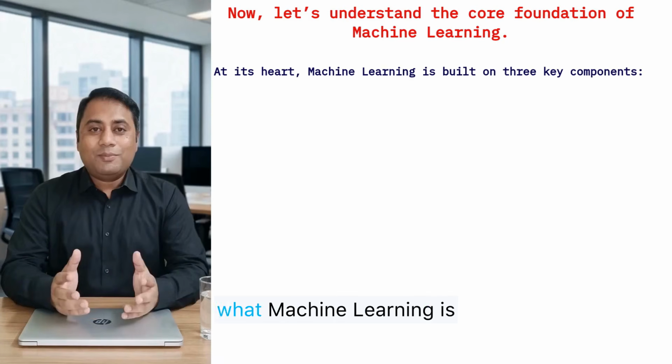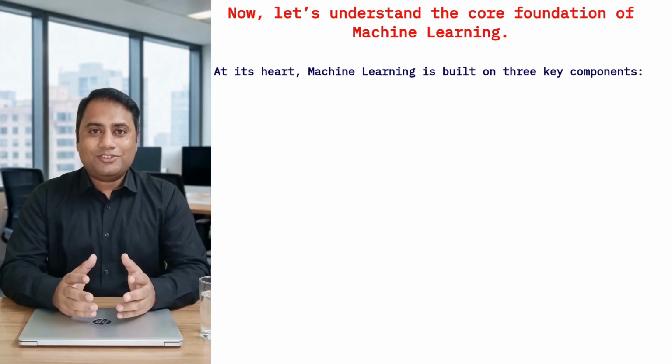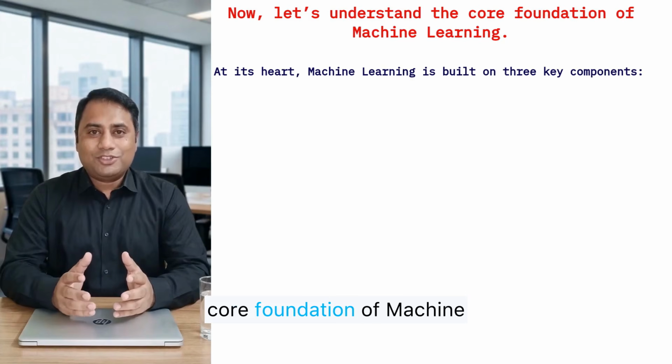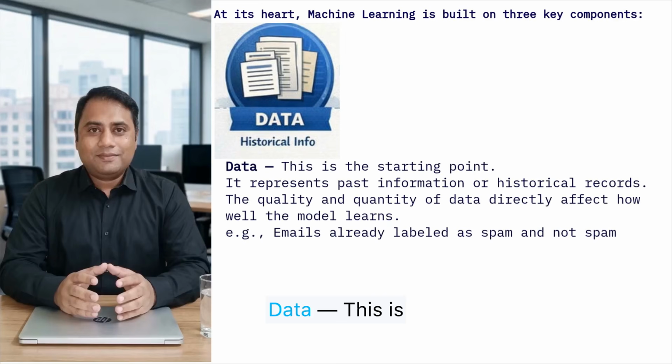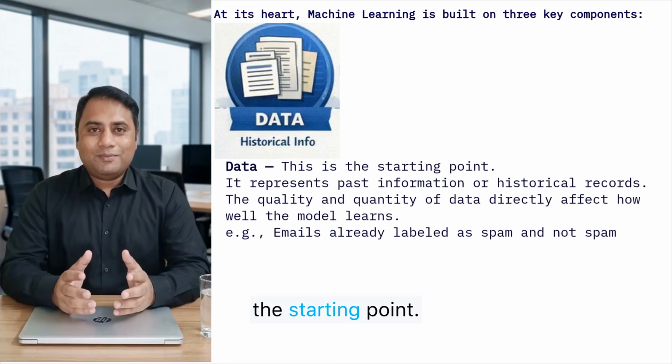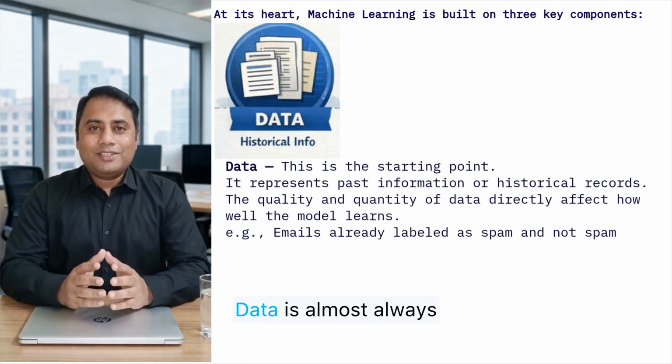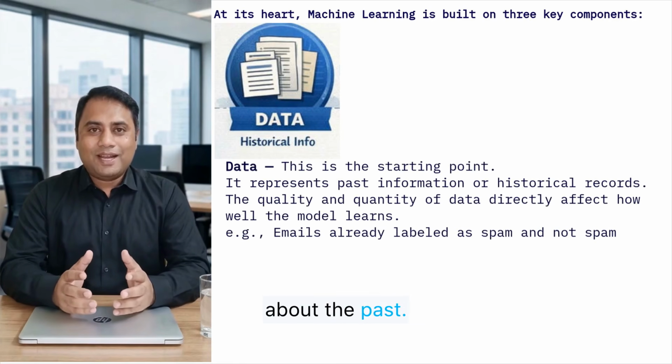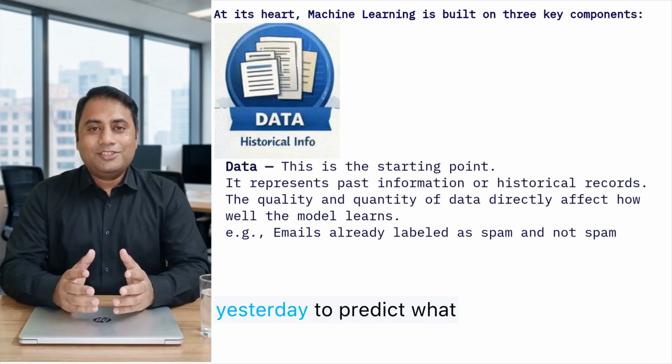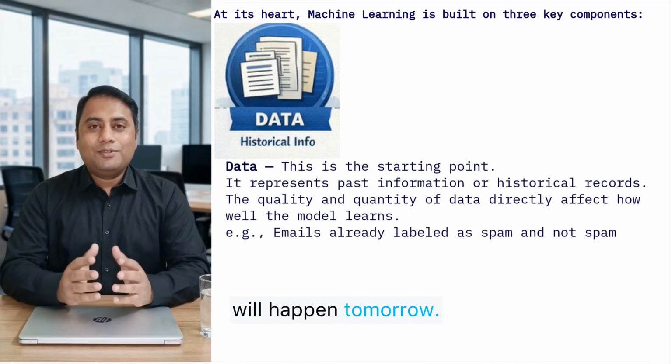Now that we understand what machine learning is and how it works, let's understand the core foundation of machine learning. We learn from data. Data, this is the starting point. It represents past information or historical records. Data is almost always about the past. We use what happened yesterday to predict what will happen tomorrow.